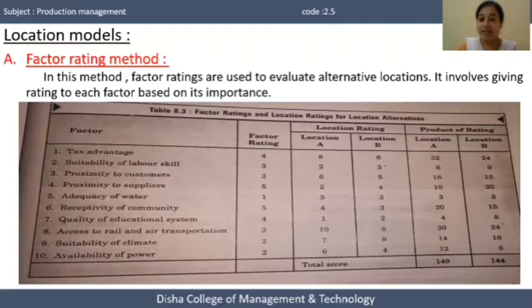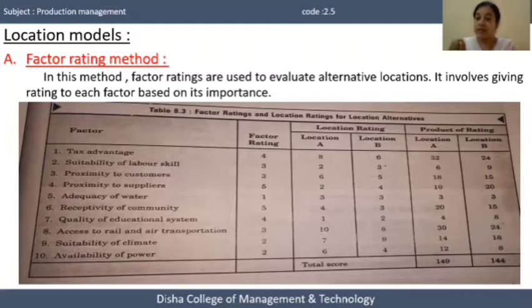And after providing a rating to every location, the industrialist has to find out the product of the different ratings. Means he has to find out the product of factor rating and locational rating. So for that reason, he has to multiply the various factor ratings with the locational ratings. After getting the product of different ratings at different locations, he has to compute the sum for each location, and after that he can identify the proper industrial site for his plant.